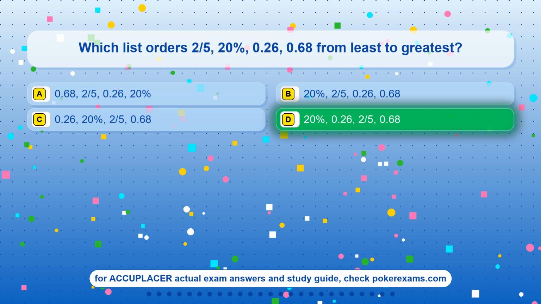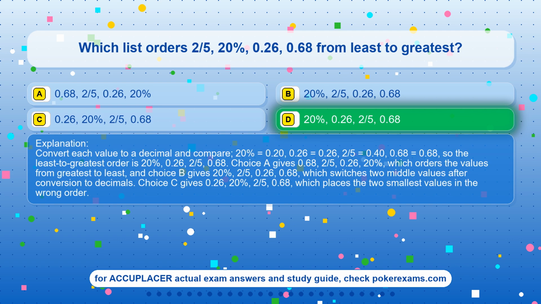The correct answer is option D, 20%, 0.26, 2/5, 0.68. Convert each value to a decimal and compare. 20% equals 0.20, 0.26 equals 0.26, 2/5 equals 0.40, 0.68 equals 0.68, so the least-to-greatest order is 20%, 0.26, 2/5, 0.68.